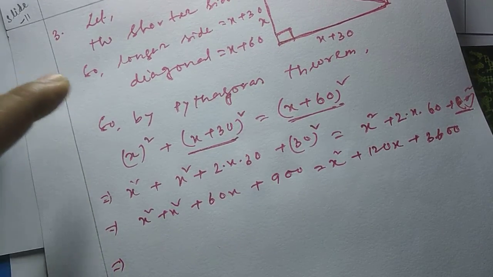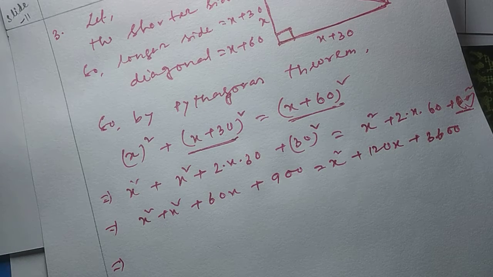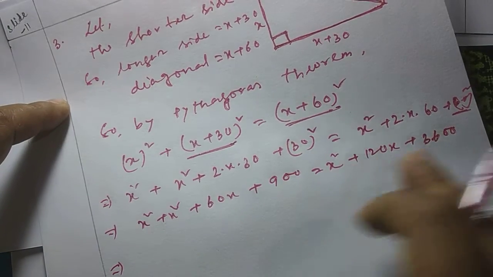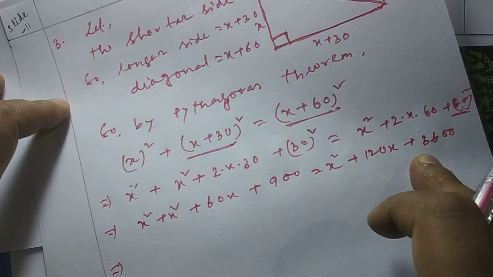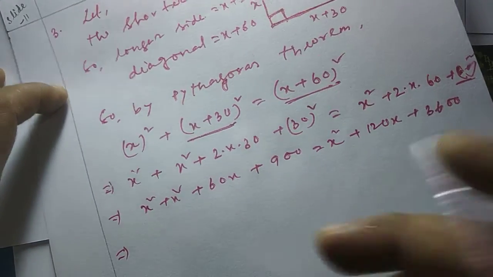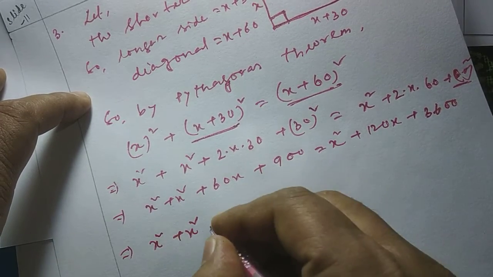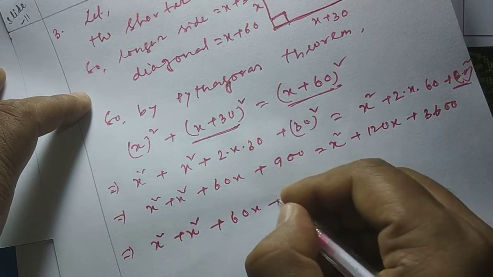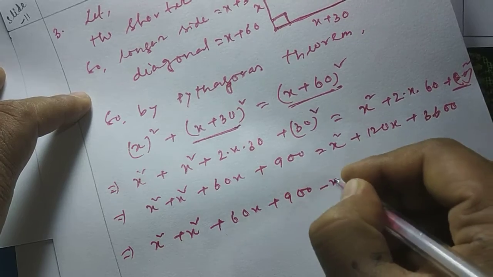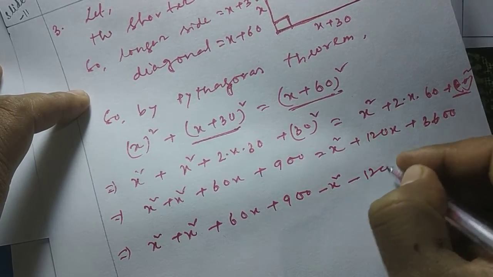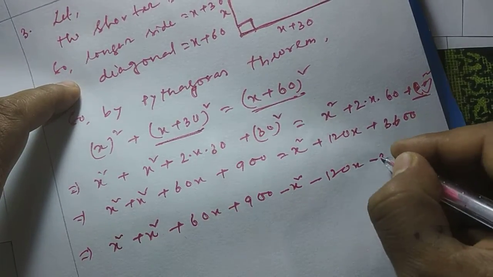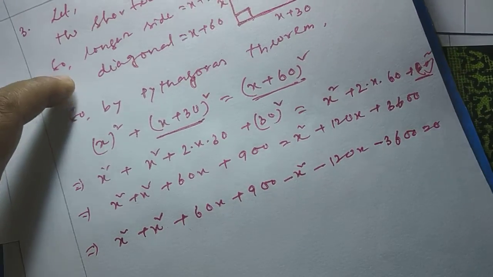Now let us bring all the terms to the left hand side to bring 0 on the right hand side. Understood? Then it becomes x square plus 60x plus 900 minus x square minus 120x minus 3600 equal to 0. Correct?